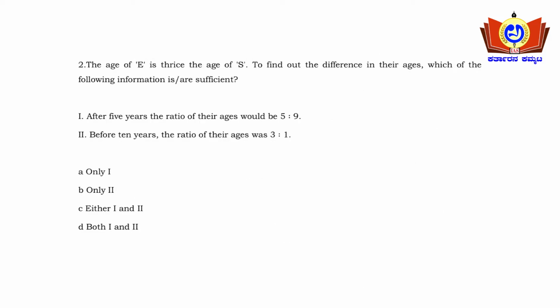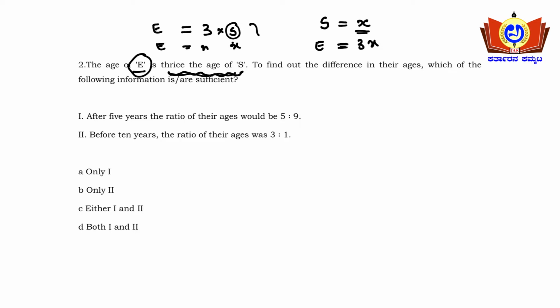So the second question is, the age of E is thrice the age of S here. We shall assume S's age will be x, then E will be 3x. The age of E will be thrice the age of S, so 3 into S. S is x, so E will be 3x. As simple as that.